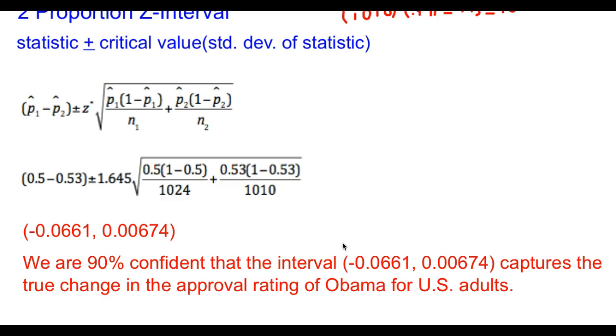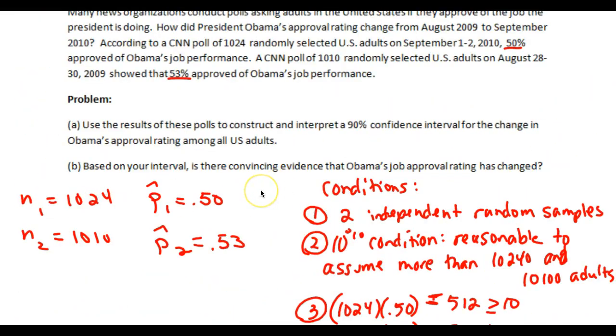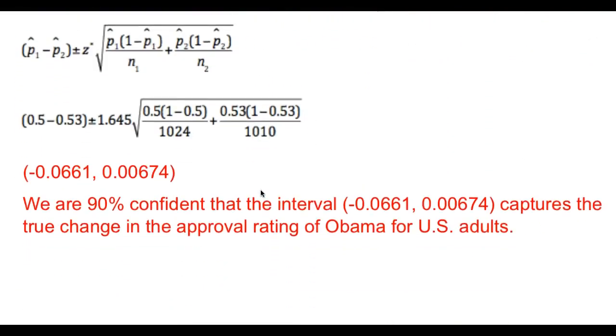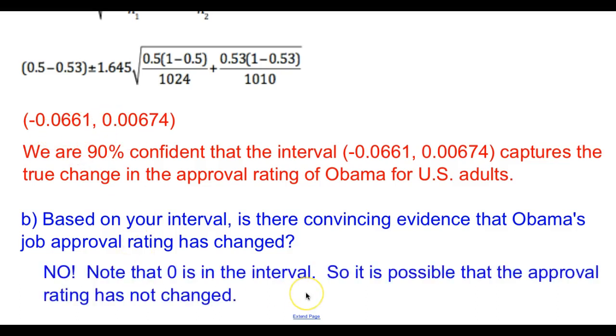So our question now becomes, what about part B here? Based on our interval, is there convincing evidence that Obama's job approval rating has changed? The headline would be that it's down 3%, but what would our interval tell us? Well, notice that our interval has both negative values and positive values, which means that 0 is in the interval. So since 0 is in the interval, it's possible that the approval rating has not changed. For the approval rating to have gone down, we would need to have both of these numbers be negative. For us to have convincing evidence that the approval rating has gone up, we'd want both of these numbers to be positive.